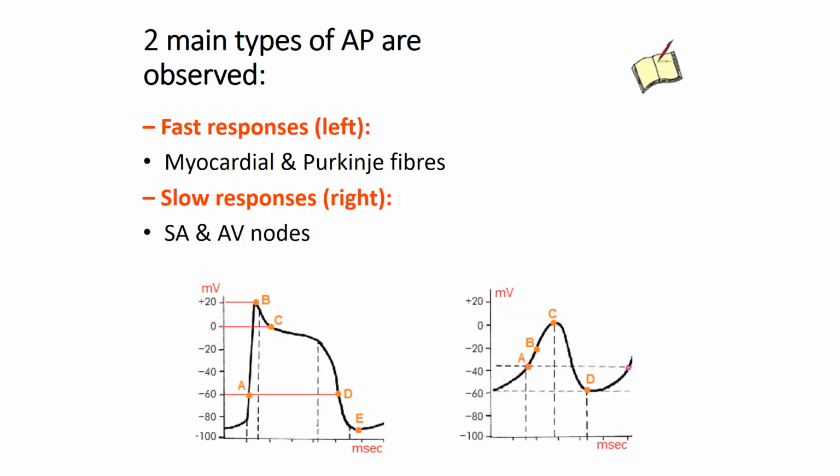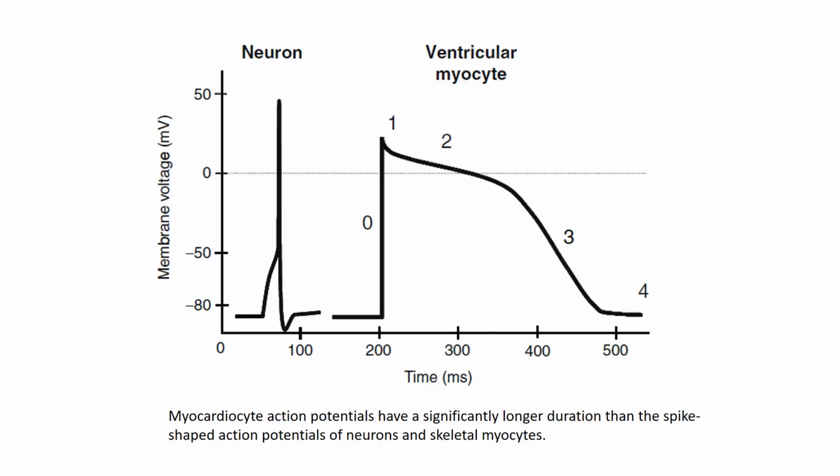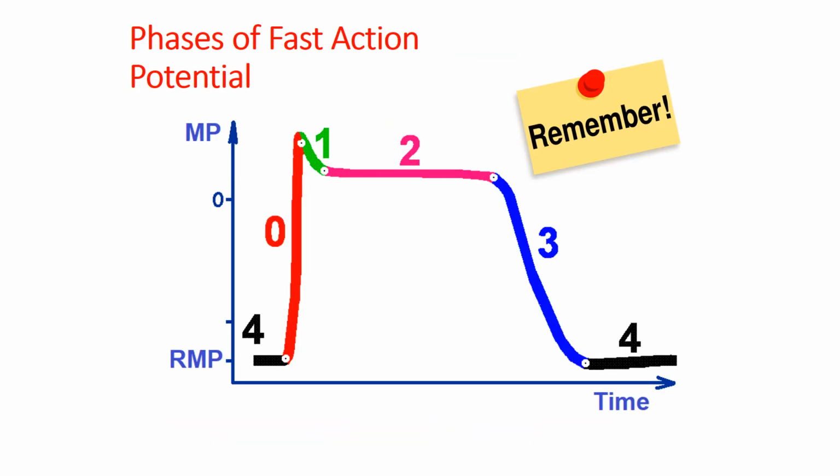There are two main types. Fast responses, left: myocardial and Purkinje fibers. Slow responses, right: SA and AV nodes. Myocardiocyte action potentials have a significantly longer duration than the spike-shaped action potentials of neurons and skeletal myocytes. The standard model used to understand the cardiac action potential is that of the ventricular myocyte.